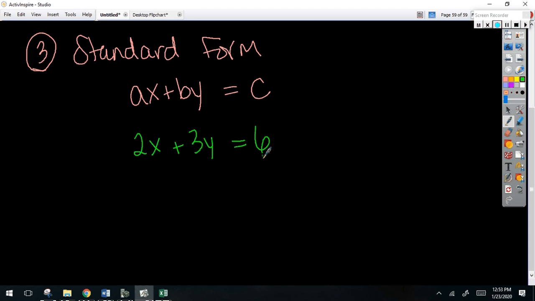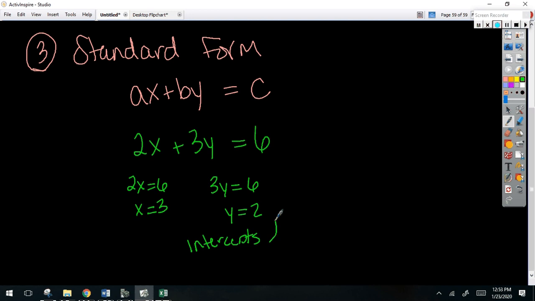Some people call this intercept form because it's really easy to find the intercepts in this form. Whenever I teach my Algebra 1s to graph this, I teach them cover up. Have y'all ever seen cover up before? You cover up this part, so 3y equals 6, which means you solve that for y. If 3y equals 6, then y equals 2. If 2x equals 6, x equals 3. These are the two intercepts. That's not a point. Those are two different intercepts.